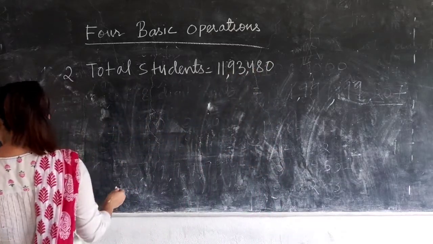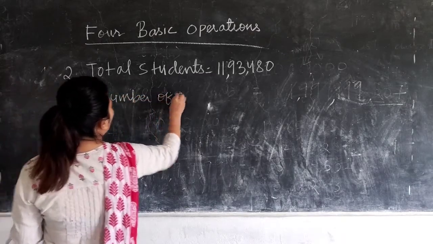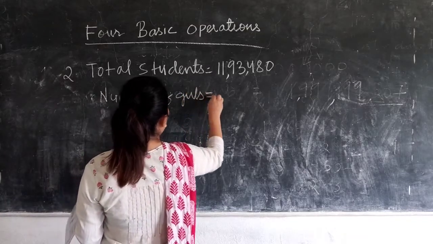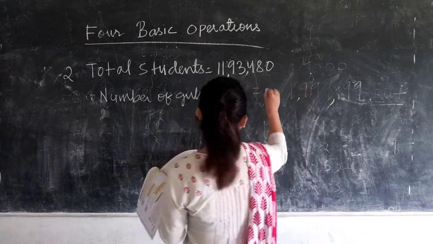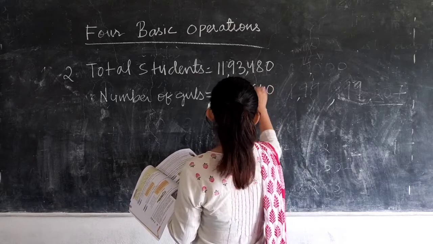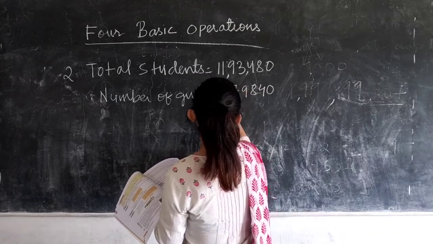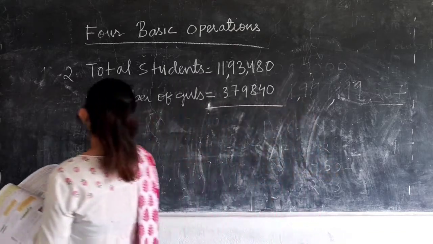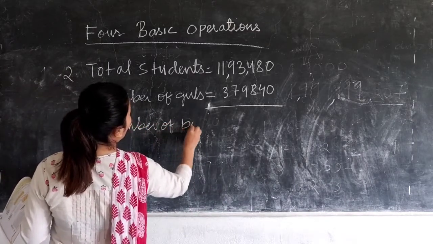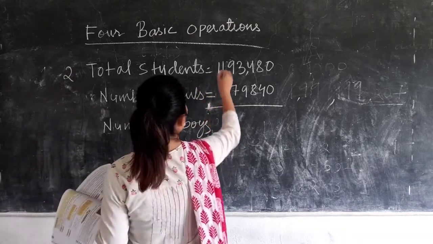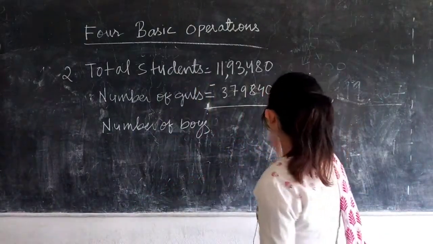11,93,480. Number of girls. So what is the number of girls? 3,79,840. So in order to get the total number of boys, how would you get it? You have to subtract the number of girls from the total number of students, then you will get the number of boys. So let's subtract it.